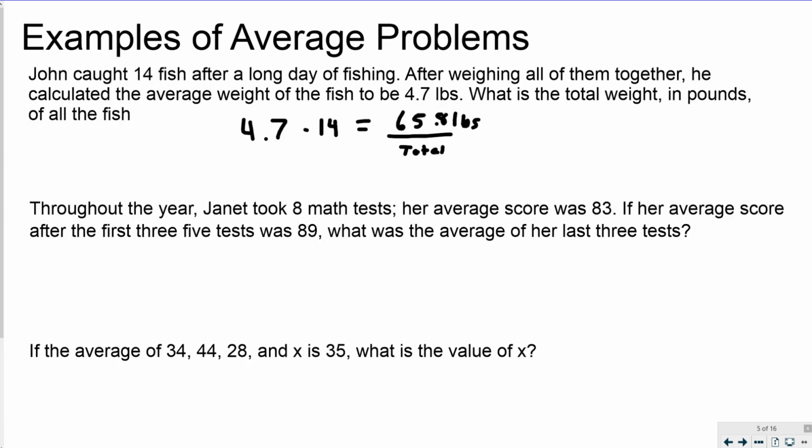All right, this next one. Throughout the year, Janet took 8 math tests. Her average score was an 83. If her average score after the first 5 tests was an 89, what was the average of her last 3 tests? What we're going to have to do is first calculate how many points she scored on those 8 math tests. So we're going to do 8 times 83.